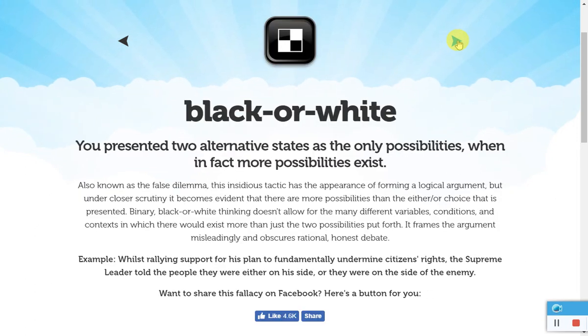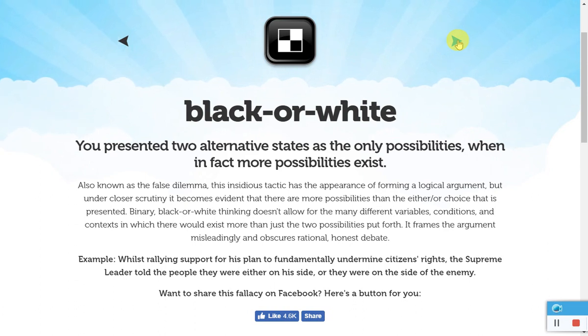19. Black or white. You presented two alternative states as the only possibilities, when in fact more possibilities exist. Also known as the false dilemma, this insidious tactic has the appearance of forming a logical argument, but under closer scrutiny it becomes evident that there are more possibilities than the either/or choice that is presented. Binary, black or white thinking doesn't allow for the many different variables, conditions, and contexts in which there would exist more than just the two possibilities put forth. It frames the argument misleadingly and obscures rational honest debate.